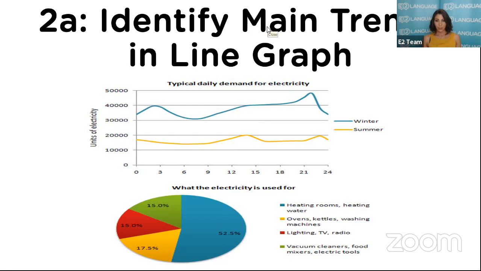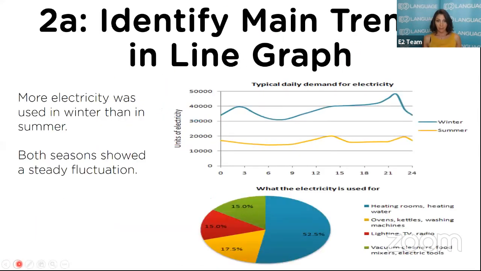Okay, let's have a look. There's a little bit of uncertainty in the responses about the main trends of the line graph. So let's have a look. Basically, there was more electricity usage in winter than in summer. Consistently, the electricity was always higher in winter. So this is one trend.